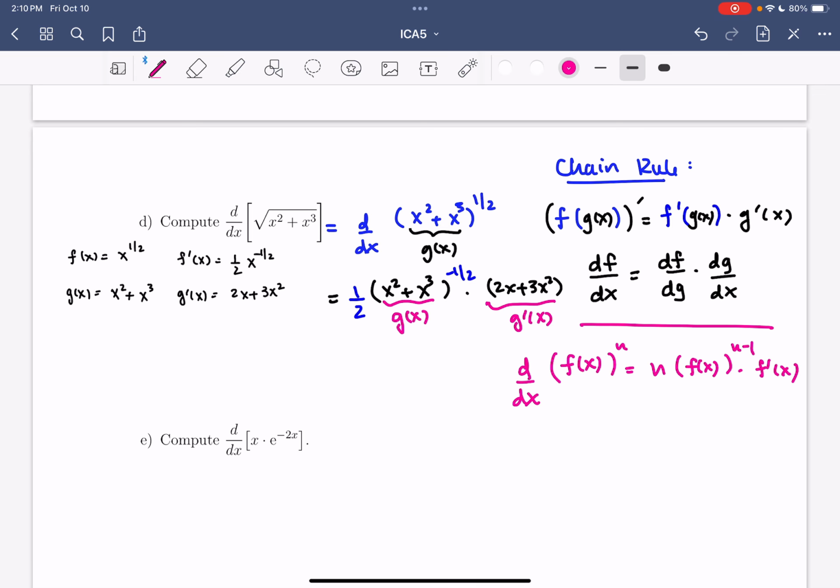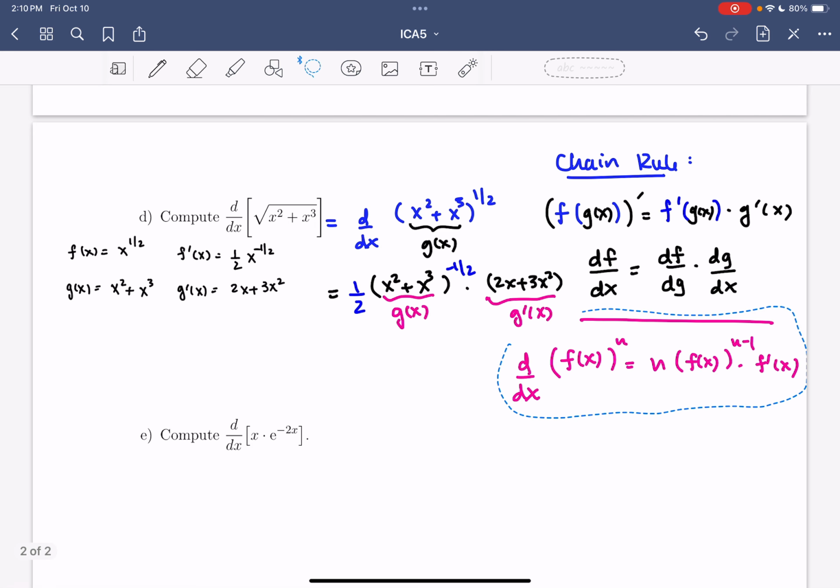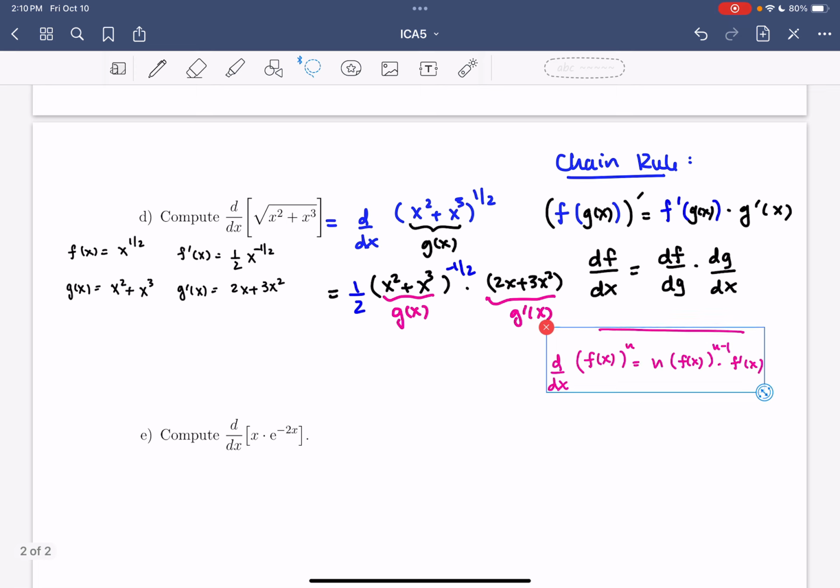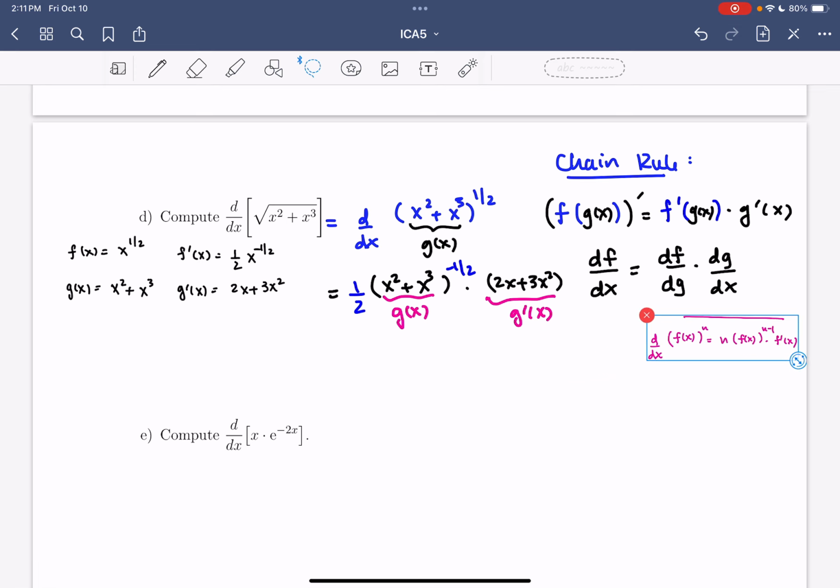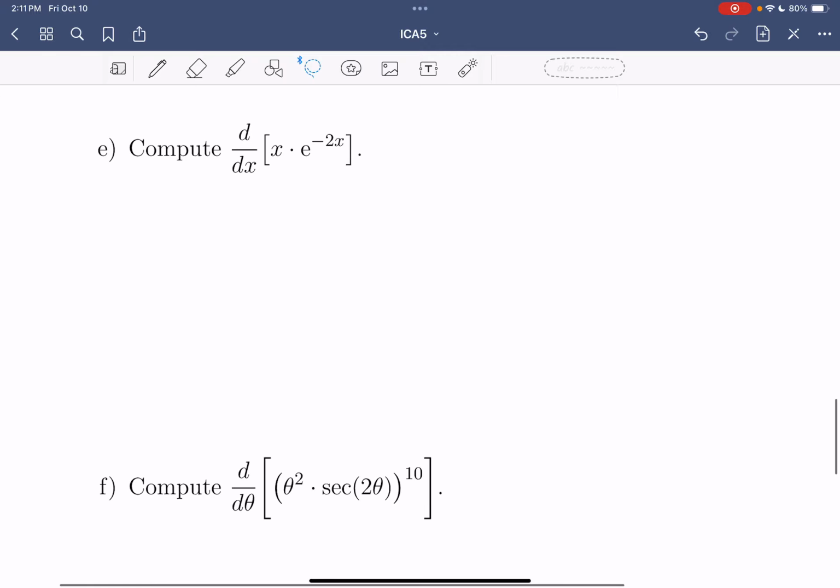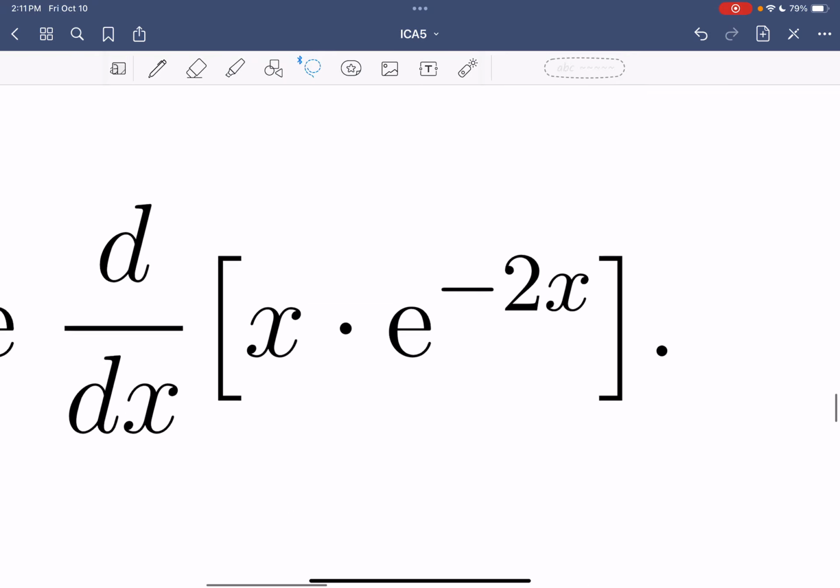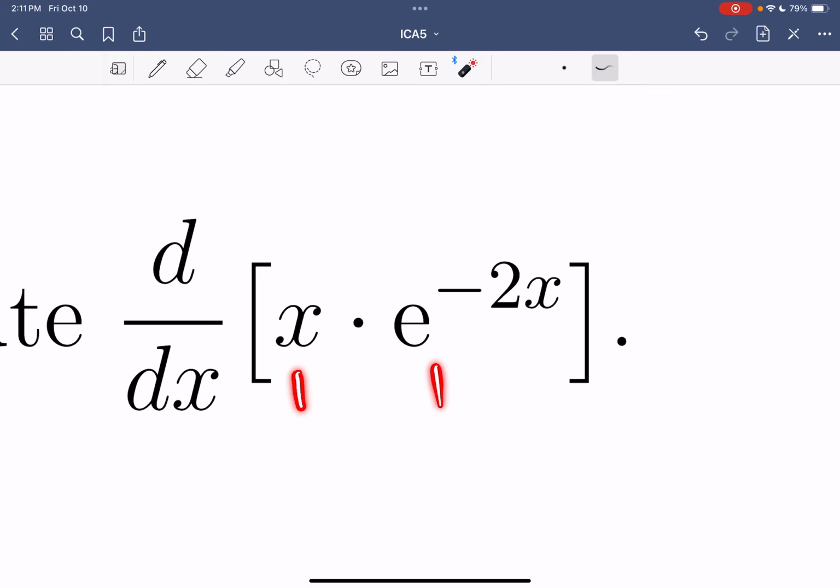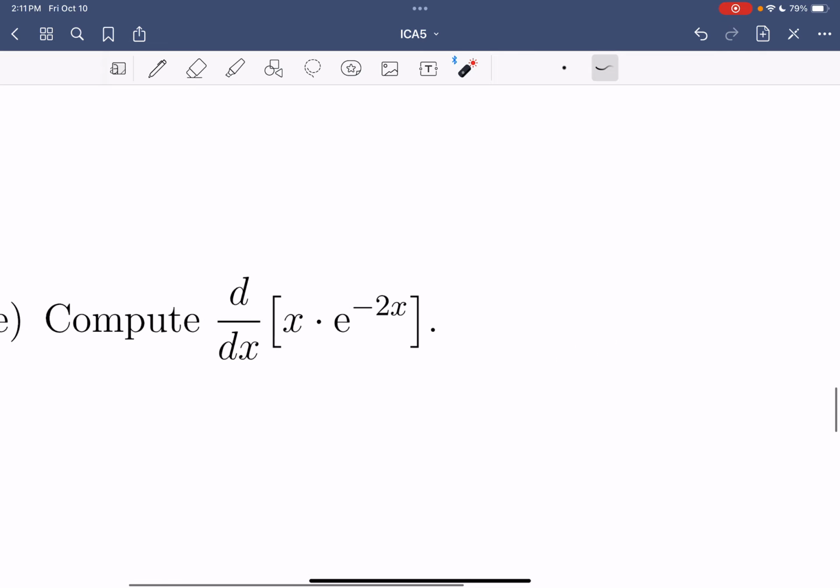Perfect. So maybe make this smaller too. Resize, very, very small. I don't want you to memorize that. I just want you to see that the outer function is a power. Okay. Now, part E. If you look at it, if you zoom in, I see I'm multiplying two functions, right? Since I'm multiplying two functions, I have to use the product rule.